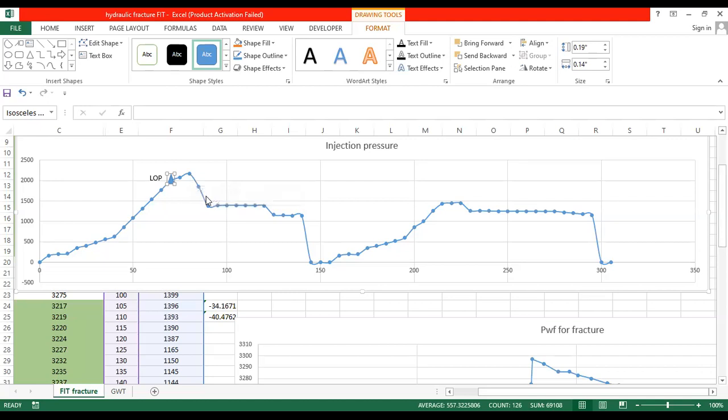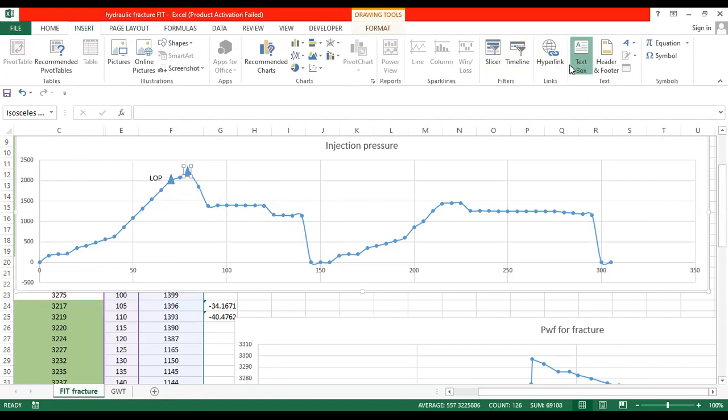After that, the pressure drastically falls down. So this is the point where the bigger fracture has been generated. So this point we name as the fracture breakdown point. So here is the point where we can name it as the fracture breakdown point. So we can indicate that as the fracture breakdown point.